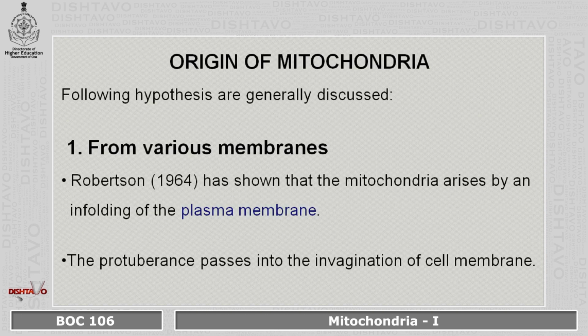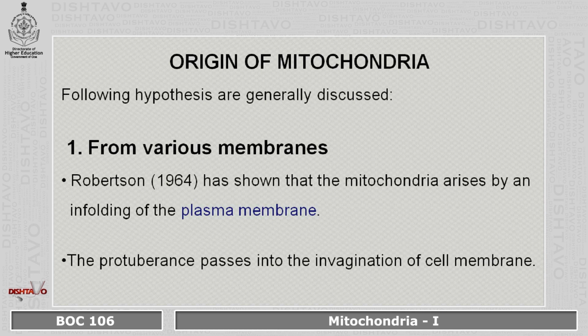Origin of mitochondria. There were few hypotheses to discuss how mitochondria originated. The first hypothesis states that mitochondria originated from various cell membranes. Robertson in 1964 has shown that the mitochondria arises from an infolding of the plasma membrane.